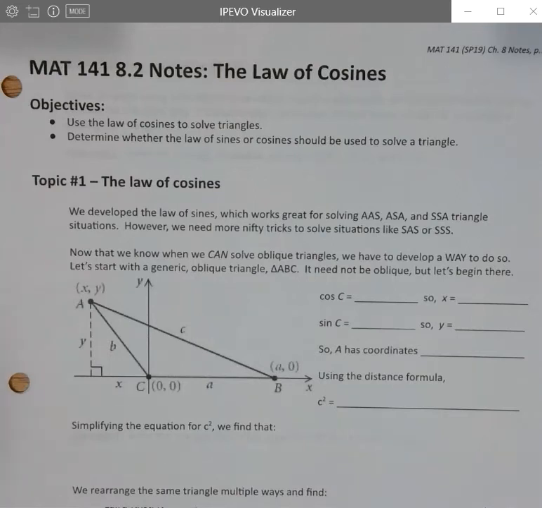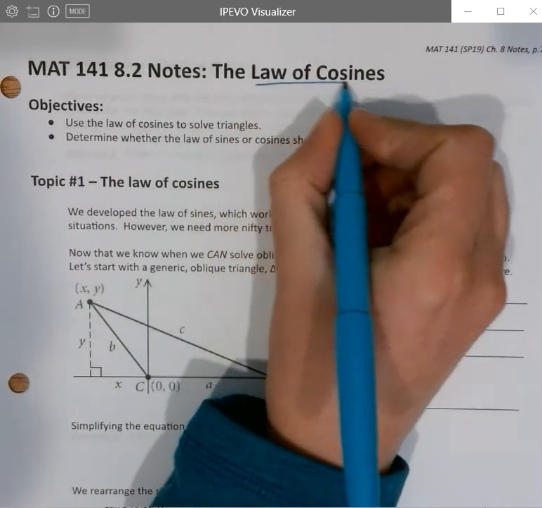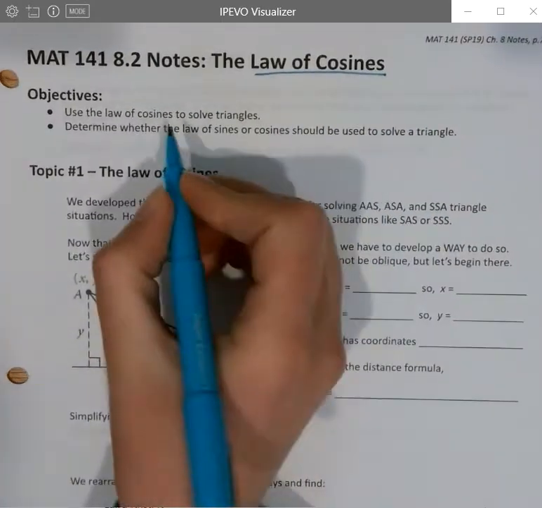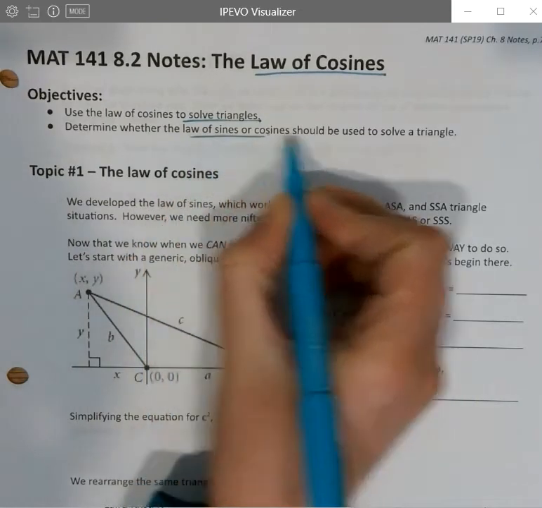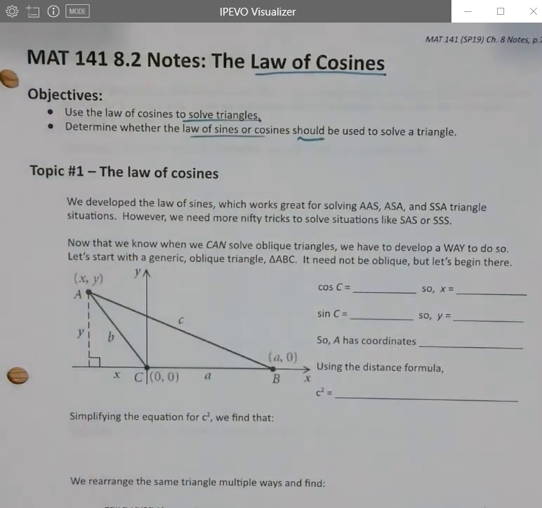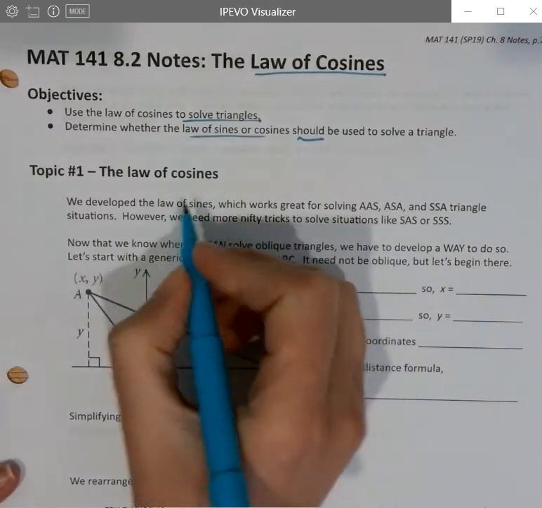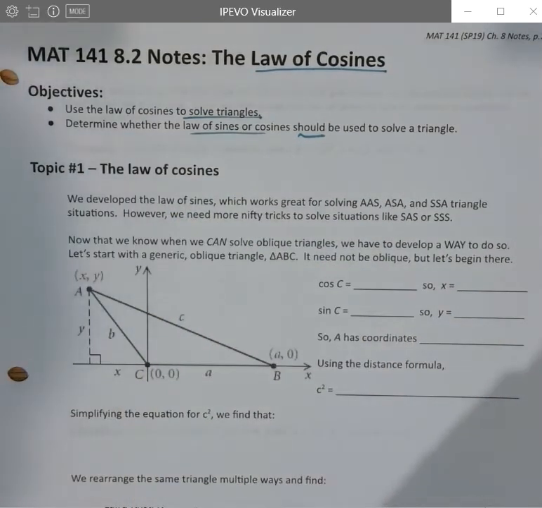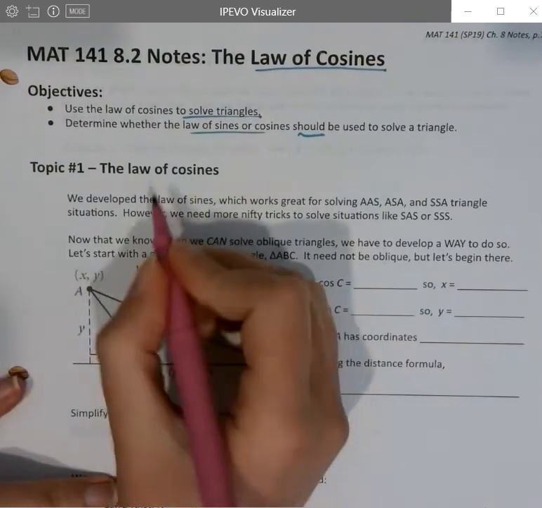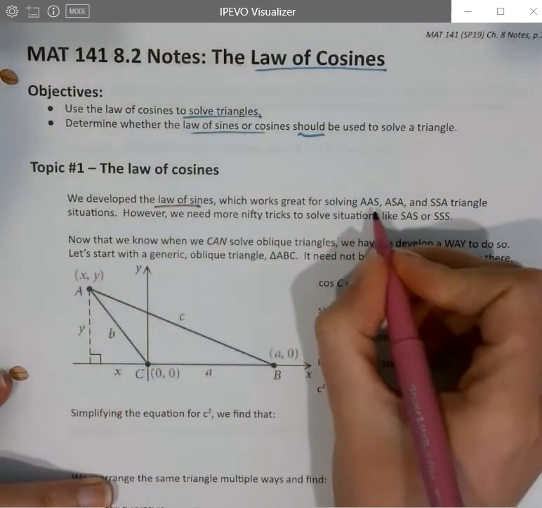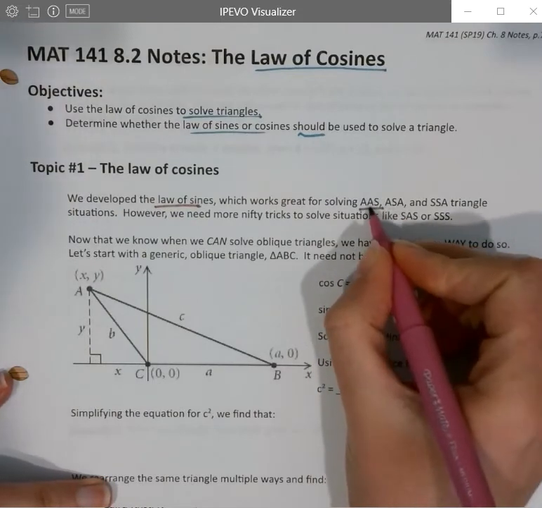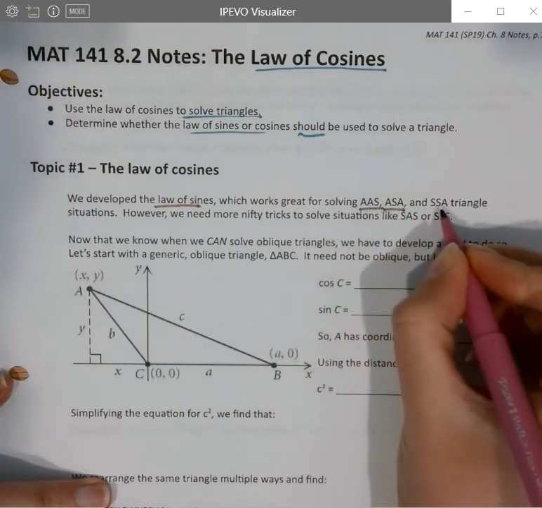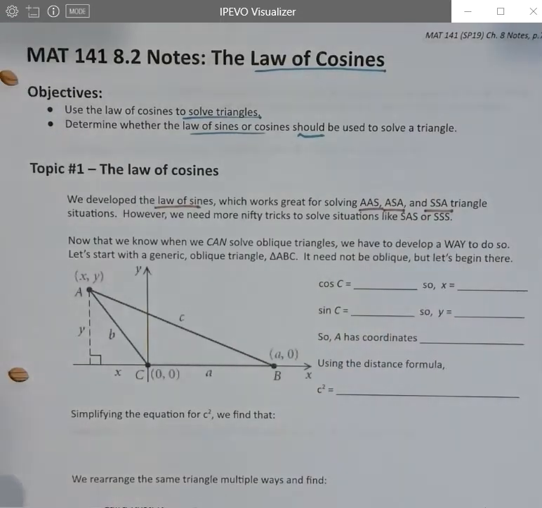In section 8.2, we're looking at the law of cosines, and we're going to use the law of cosines to solve triangles and determine whether or not the law of cosines should be used to solve a triangle. So first, starting up here at topic 1, remember that when we looked in the last section, we developed the law of sines, and the law of sines worked great for a triangle where I knew two angles and a side, where the angle was in between, or if I knew a side between two angles, or if I knew two sides and an angle.